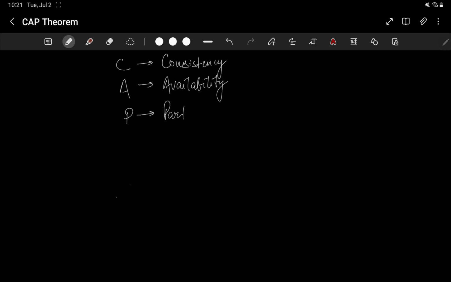CAP theorem. Okay. So what does CAP theorem stand for first of all? CAP stands for consistency, availability and partition tolerance. I think we all understand what consistency, availability, and partition tolerance mean, but I'll still explain.